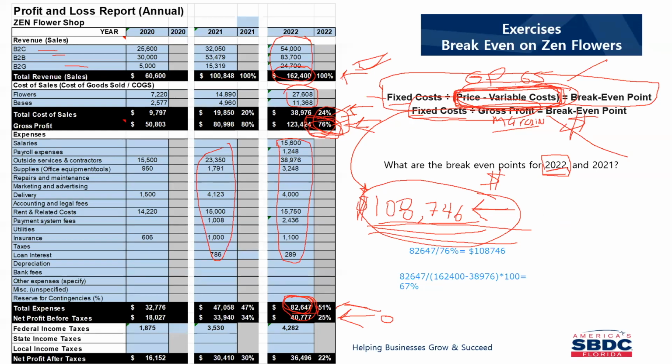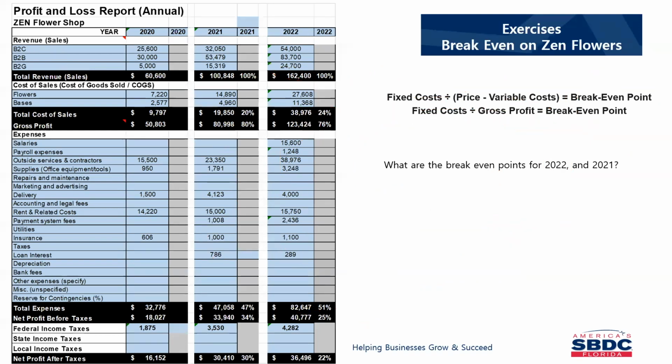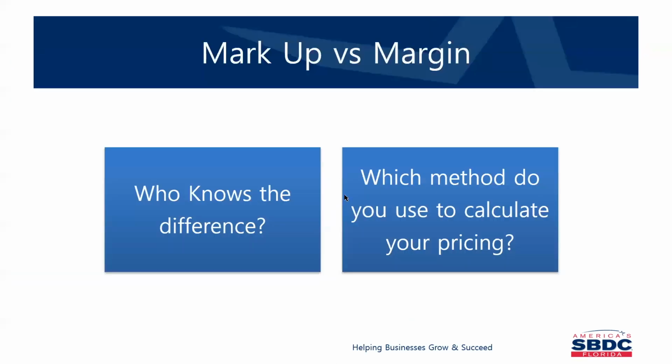Thank you. Okay, so let's move on to the next slide. Markup and margins. I want to get to what we want to take care of, the pricing.